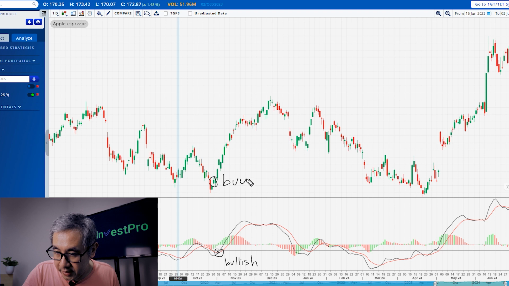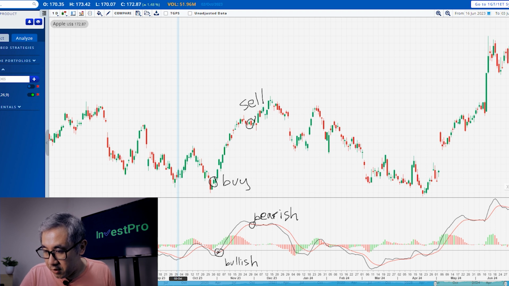And then when the MACD crosses below the red line, it indicates bearishness in the market, and it's probably the time for traders to sell. All right. So let me point out a couple of crossover signs. You can see clearly this black color crosses over the red line. It's a time to buy. All right, I put it as bullish.